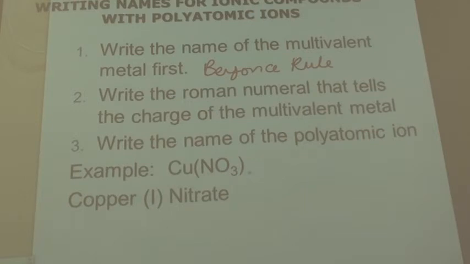What is not written right here? The charge. 1. Can you uncrisscross this? So now you know that the copper has a charge of 1, so it becomes copper 1 nitrate.